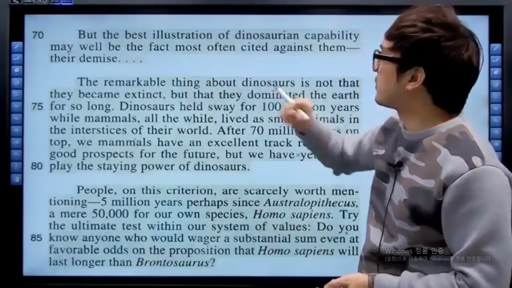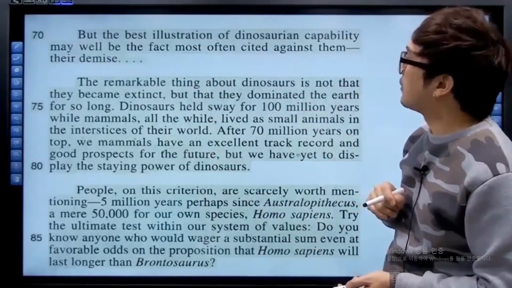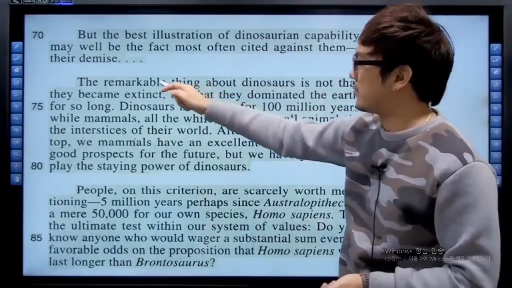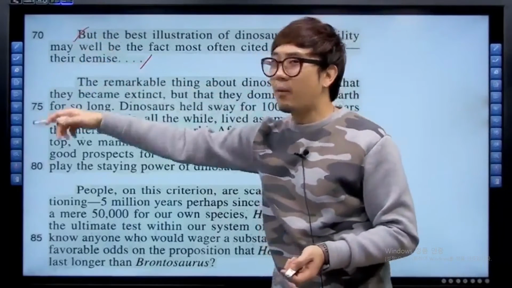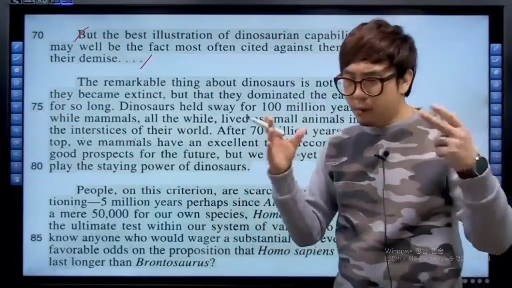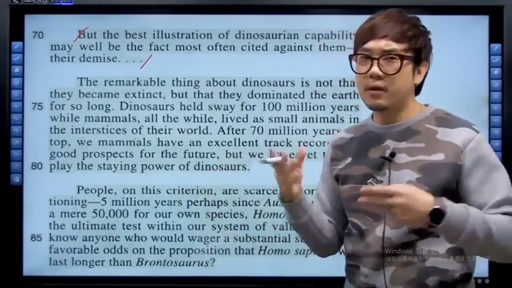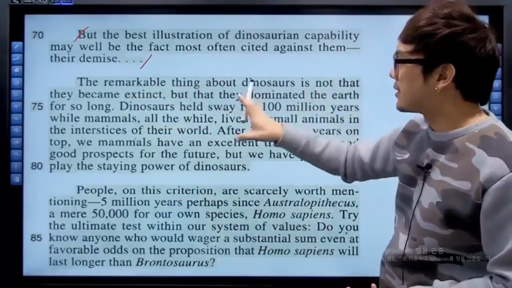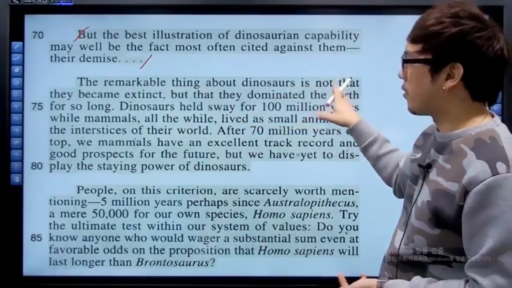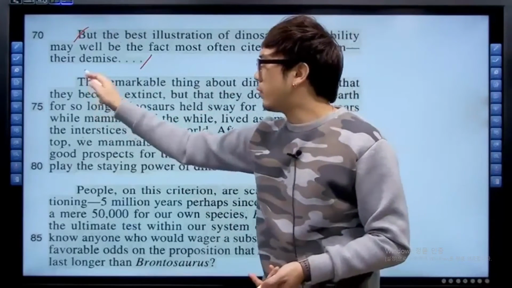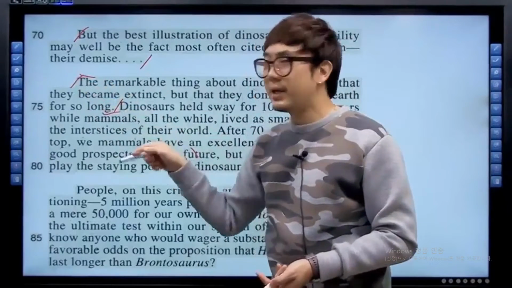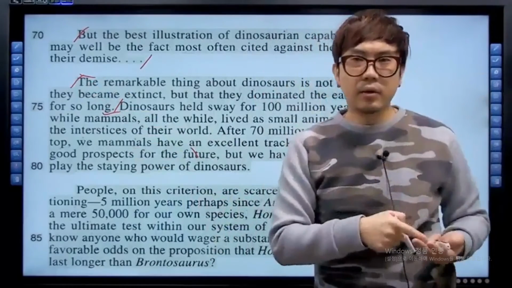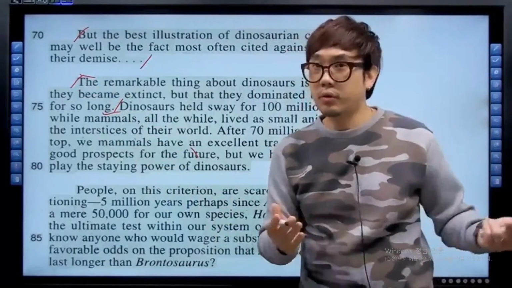And then the best illustration of dinosaurian capability may well be the fact that most often cited against them, their demise, right? So how did they die? Why were they wiped off the face of the earth and so on? And it says the remarkable thing about dinosaurs is not that they became extinct, but that they dominated the earth for so long, right? So the counter argument is that prior to their extinction, they were dominating the earth. They were the ruler of the earth, so to speak, right?